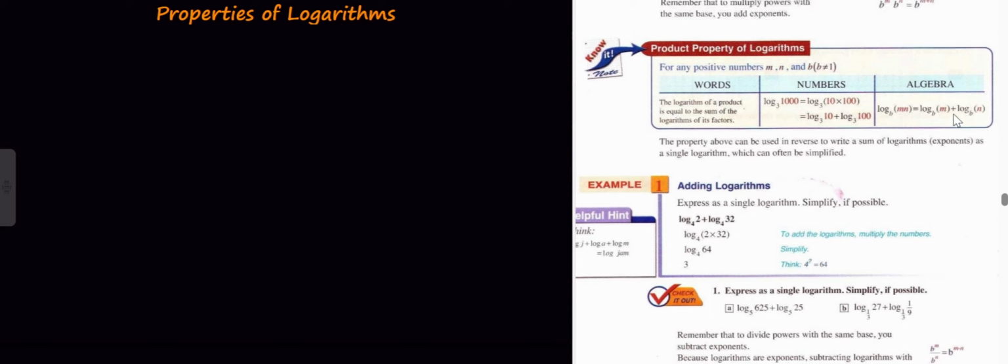Simply we can say when we have a plus between two logarithms, we can multiply these numbers m and n, or vice versa. For example, in example 1 we have log base 4 of 2 plus log base 4 of 32, and it says express as a single logarithm, simplify if possible.